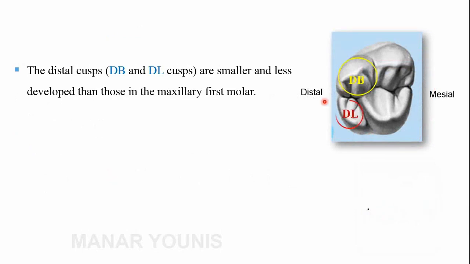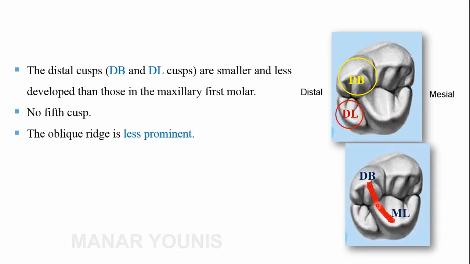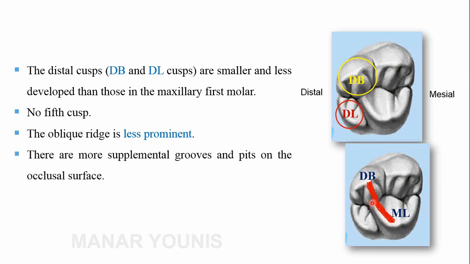The other characteristics include the distobuccal and distolingual cusps are smaller and less developed. There is no fifth cusp on the lingual surface of the mesiolingual cusp. The oblique ridge, which is formed by the union of the triangular ridge of the distobuccal cusp with the distal cusp ridge of the mesiolingual cusp, is less prominent in the maxillary second. In addition, there are more supplemental grooves and pits on the occlusal surface of the maxillary second molar.